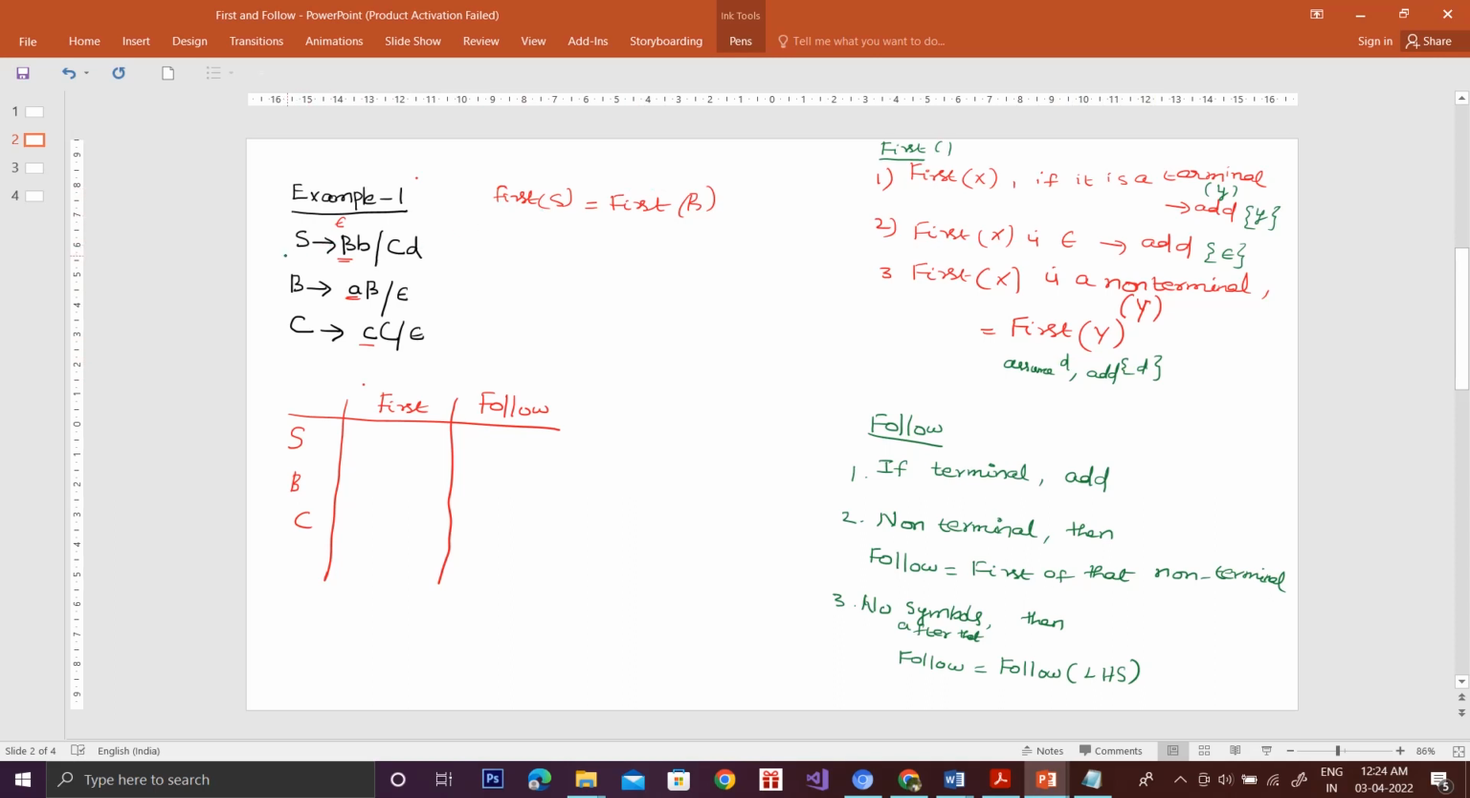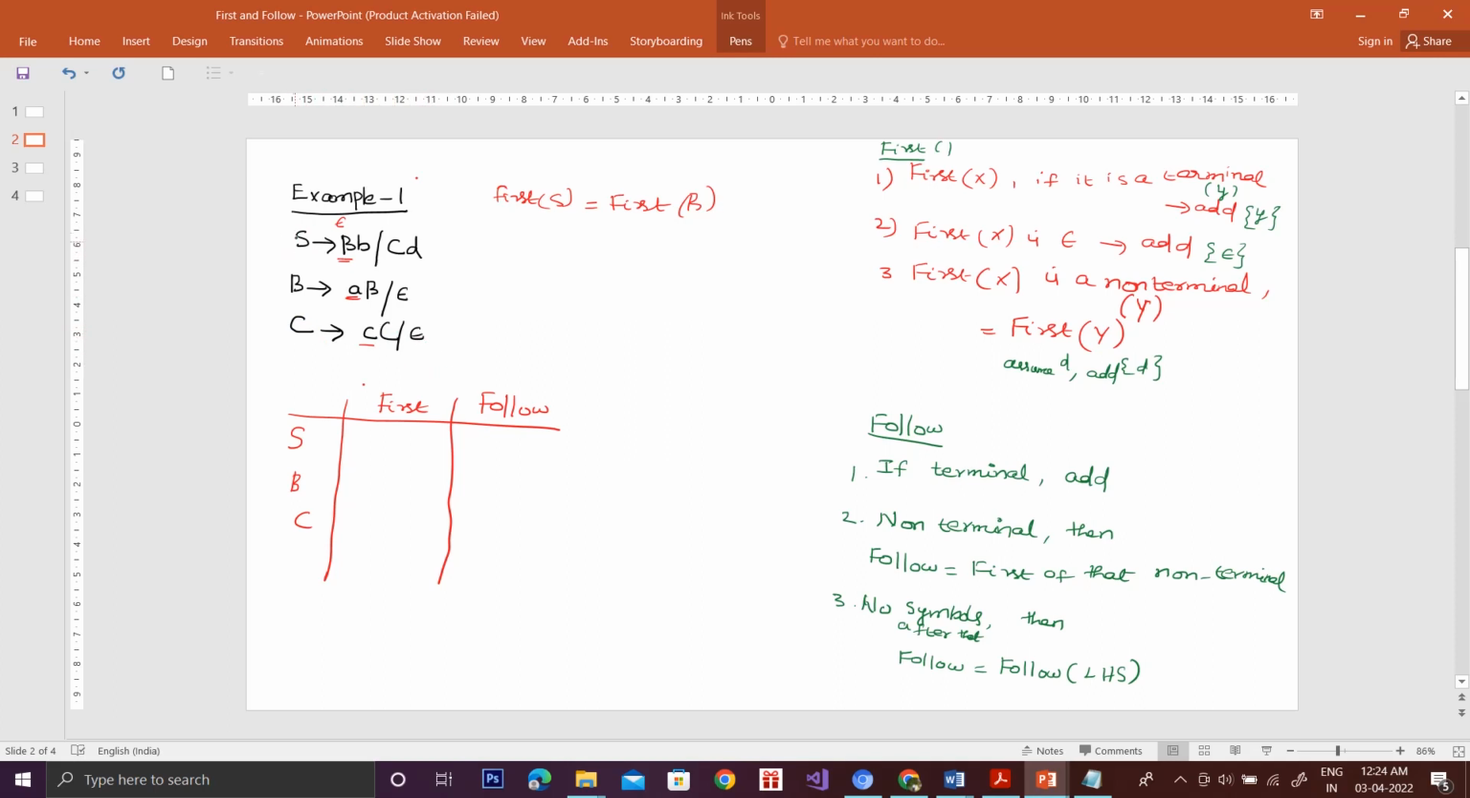Now consider this example grammar. We'll see how to calculate first and follow for this particular grammar. So the grammar says S gives capital B small b or capital C small d. Capital B gives small a capital B or epsilon, and C gives small c capital C or epsilon.